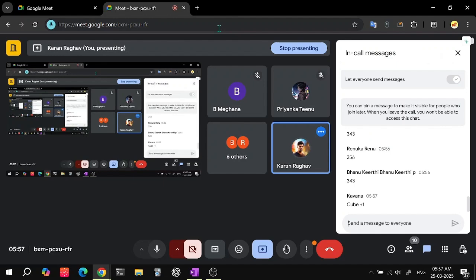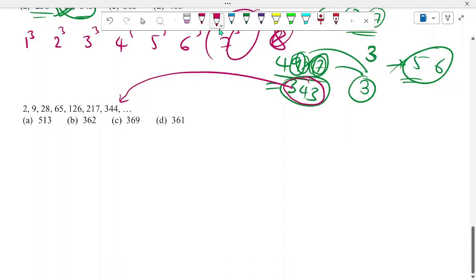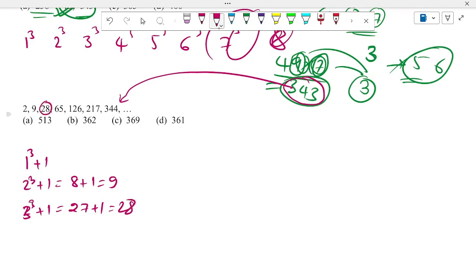Yes, it is cube plus 1. It is actually cube plus 1. 1 cube plus 1, 2 cube plus 1, it is nothing but 8 plus 1 is equal to 9. 3 cube plus 1, 27 plus 1 is equal to 28. We can see it is 3 cube plus 1, 4 cube plus 1, 5 cube plus 1, 6 cube plus 1, 7 cube plus 1, 8 cube plus 1.